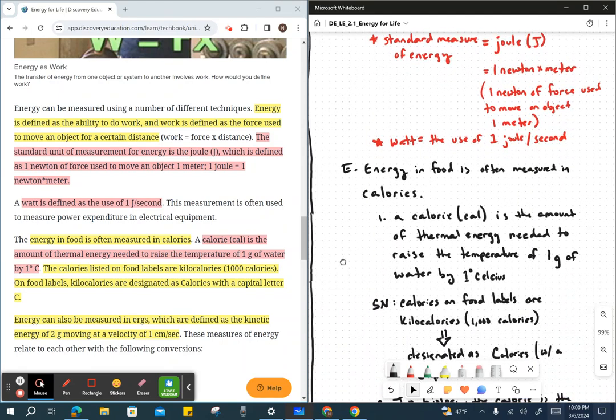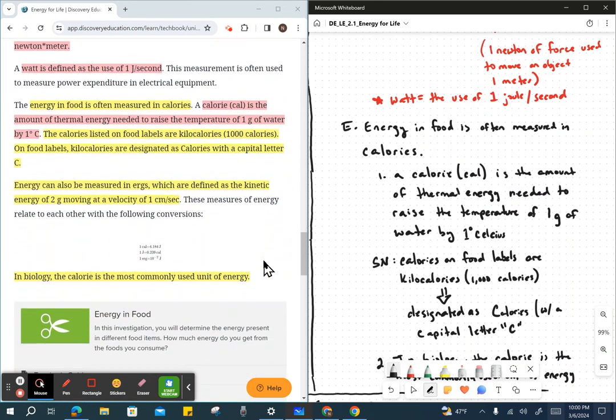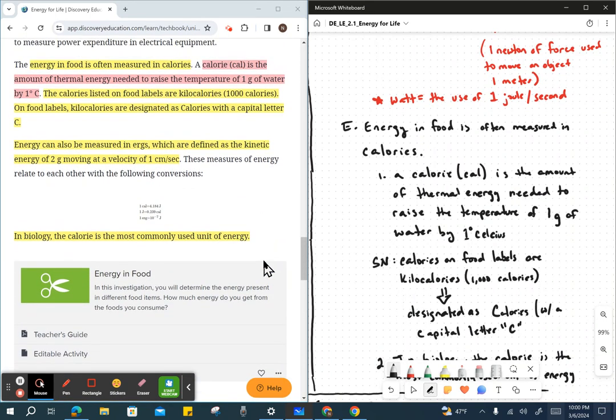And letter E, we said that, and we're just kind of tracking right along with our text. Energy in food is often measured in calories, little c. A calorie, cal, is the amount of thermal energy needed to raise the temperature of 1 gram of water by 1 degree Celsius.